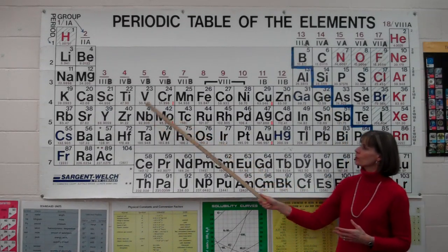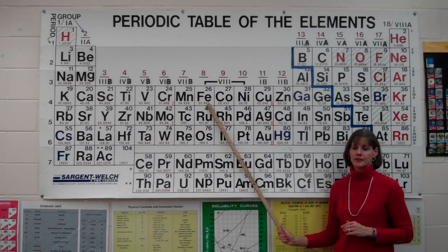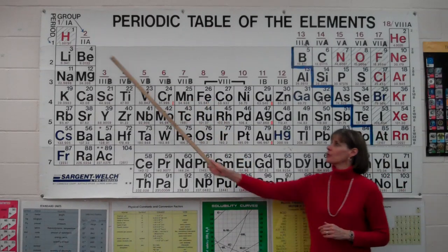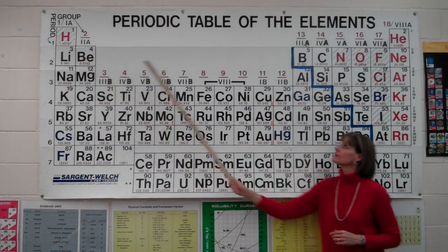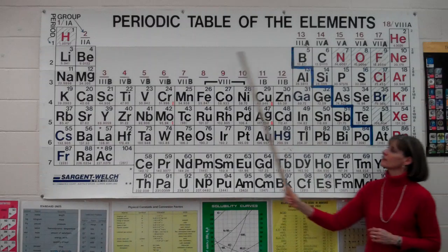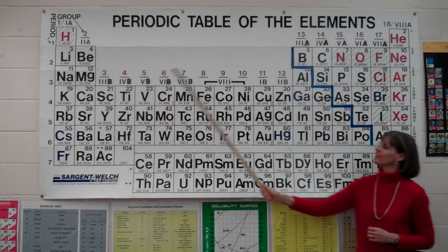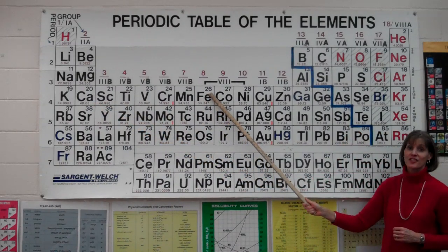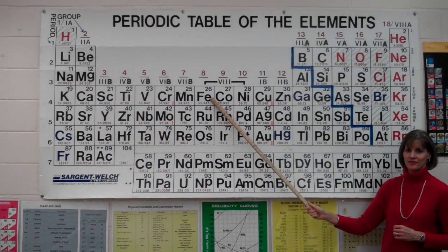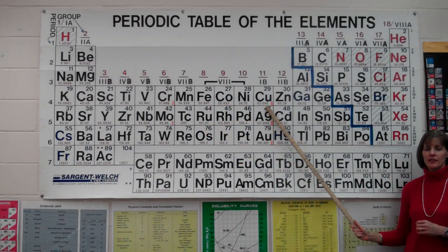Now, we're going to do one in the D block. We're going to do iron. Are we ready? 1s2, 2s2, 2p6, 3s2, 3p6, 4s2, 3d6. Okay? But when we get over here to copper in the D block, there's an exception.